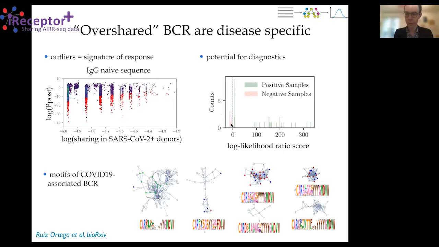So in a way, you can think of this as the repertoire equivalent of a serological test, right? You're really looking for the presence of antibodies that you've shown were associated to COVID, and this presence is enough to actually detect whether the person has COVID or not.